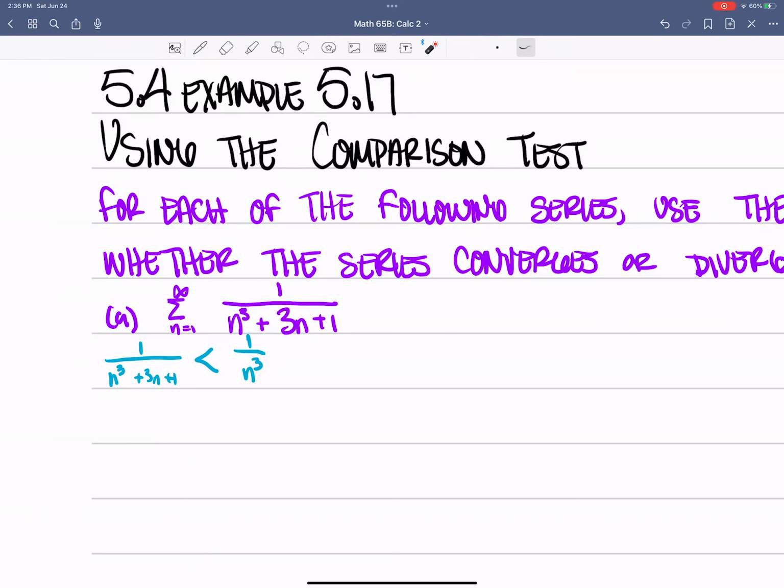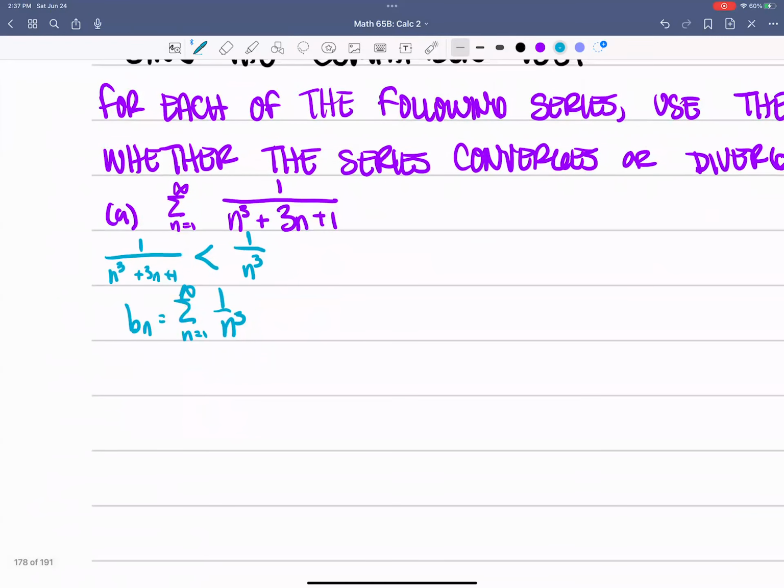Okay, so looking at that, we know that these series are going to be different, but one is going to be a lot easier to compute. So we're going to say that b sub n in this case is going to be the sum as n goes from 1 to infinity of 1 over n cubed. And we just learned in the previous section the p series. So based off the p series, 3 is greater than 1, and because it's greater than 1, it converges.